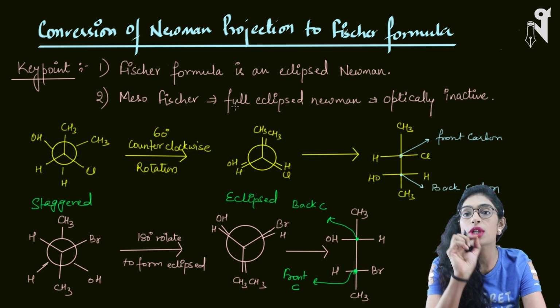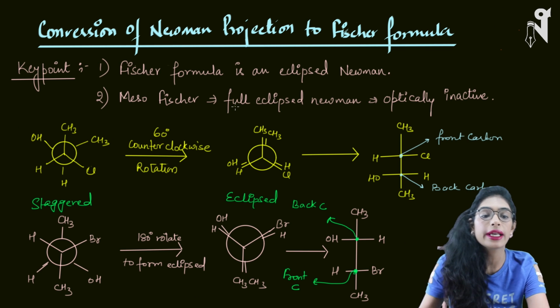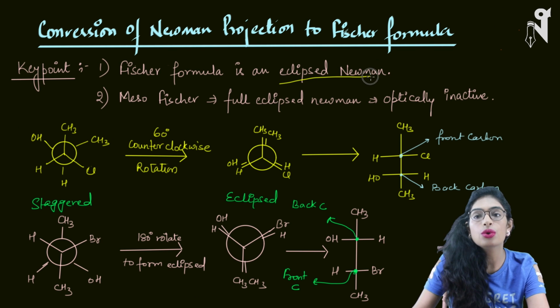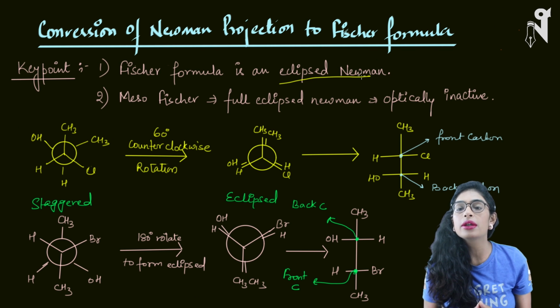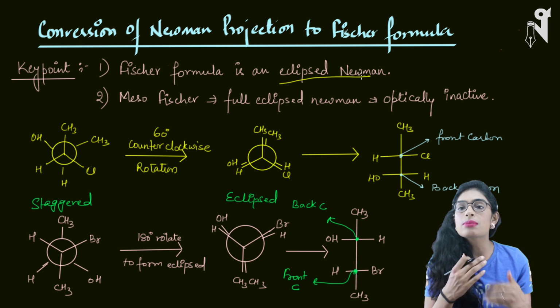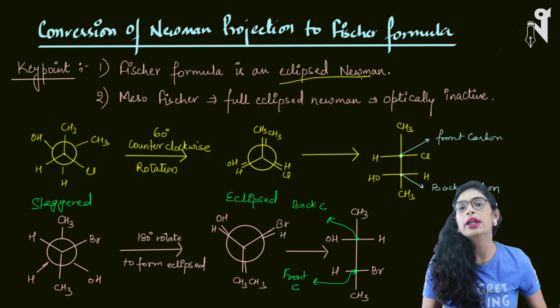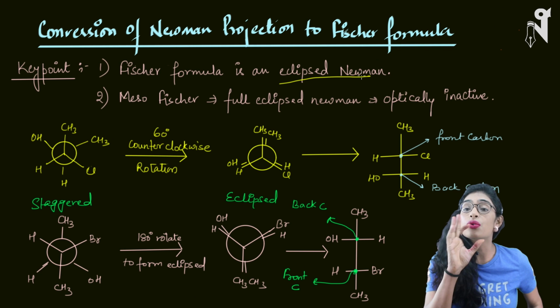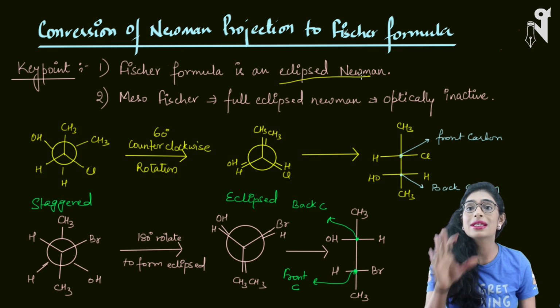First thing is, Fischer projection is only meant for eclipsed Newman. So whenever there is a staggered Newman, you cannot directly make a Fischer projection out of it. You have to make some changes in the structure, and only then can you convert it. Okay, so Fischer projection means it's an eclipsed Newman.